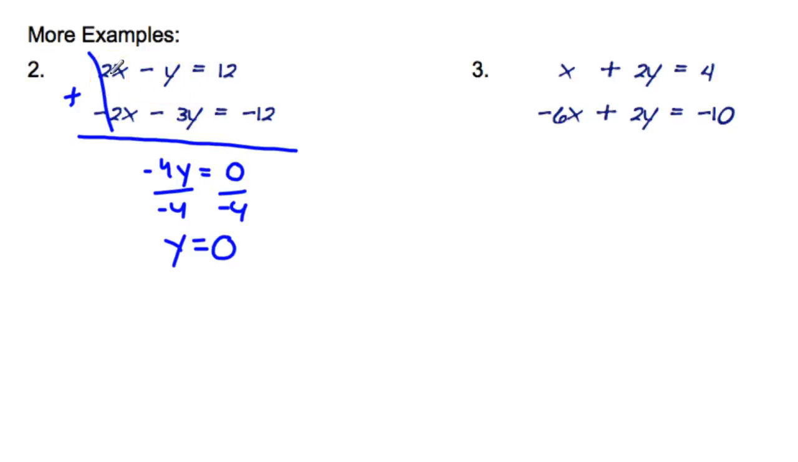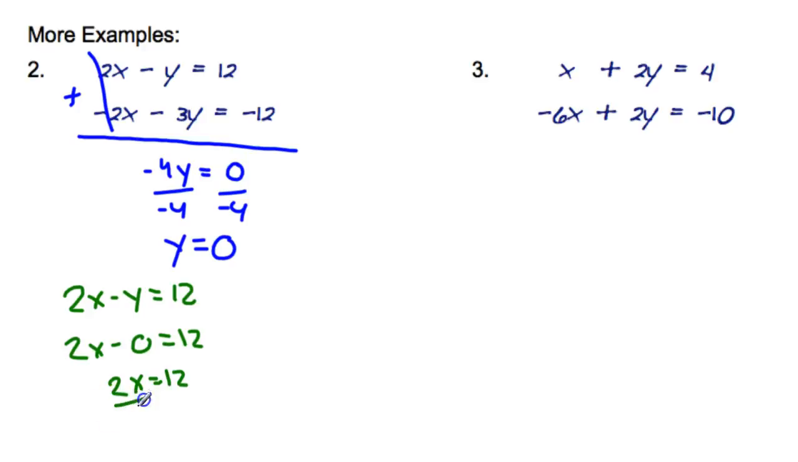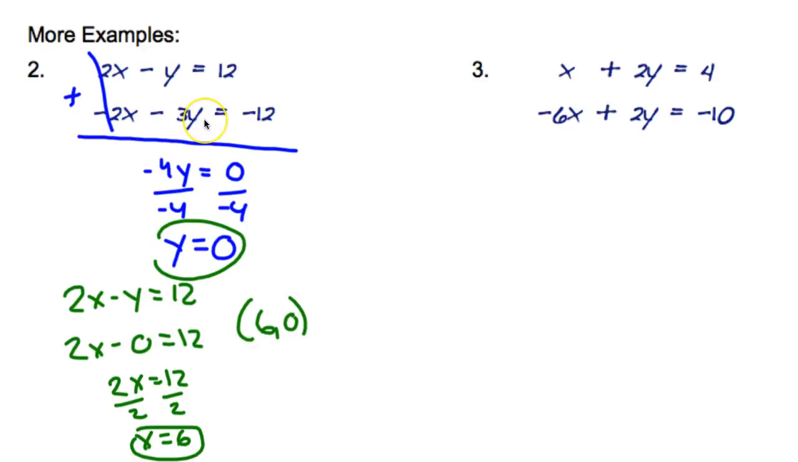So 2x minus y equals 12. So y is 0. I'm going to plug that in. 2x minus y equals 12. Y is 0. Put it right there. 2x minus 0 equals 12. This is going to just be nothing because it's 0. So I have 2x equals 12. And to get x by itself, I divide by 2. Divide by 2. X equals 6. Bam, bam. And our answer, the x comes first: 6, 0. All right, let's do number 3.